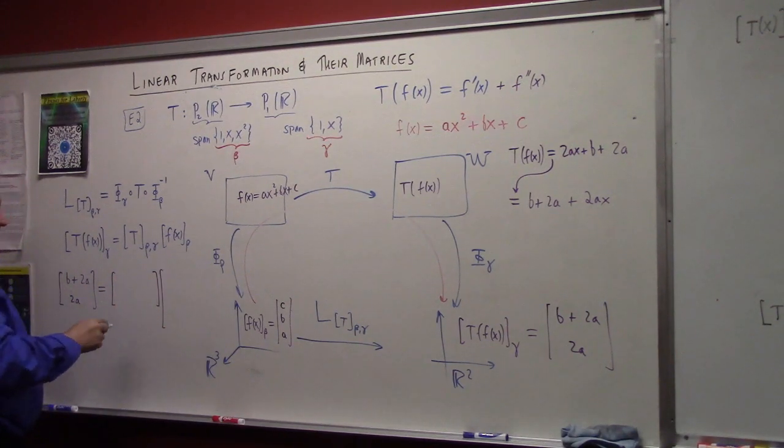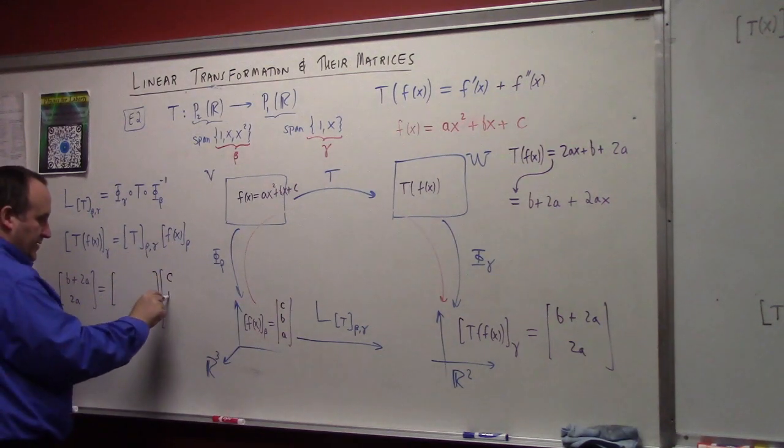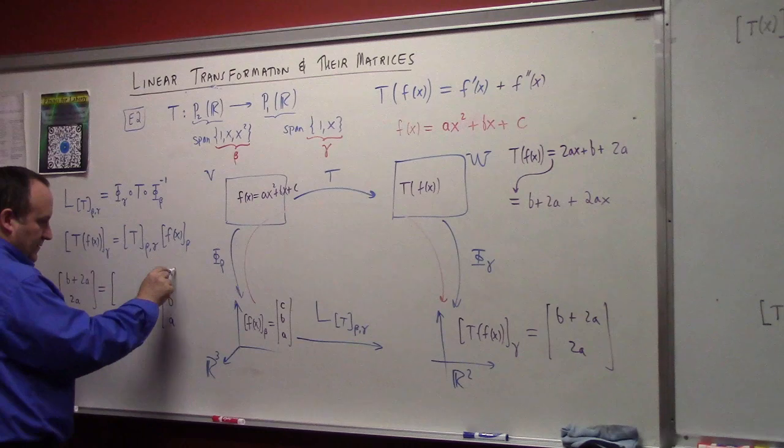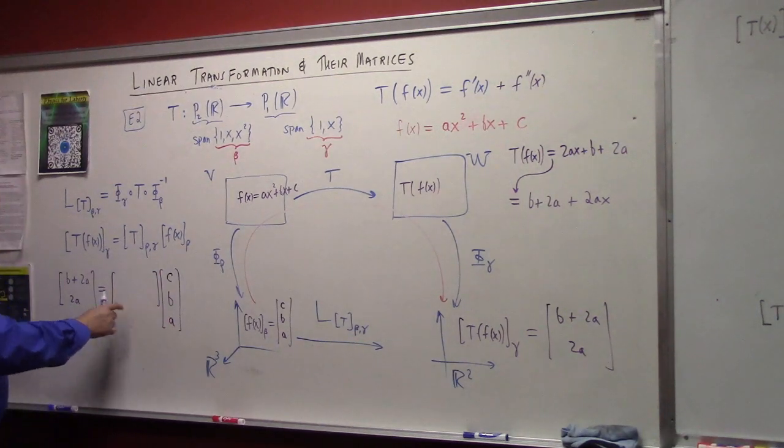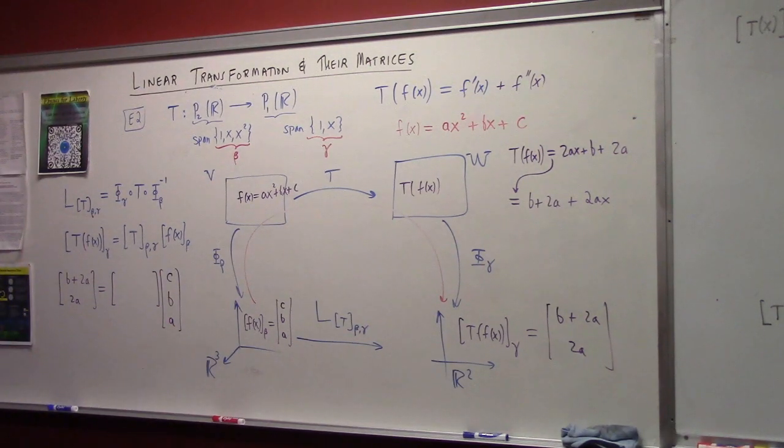And what are we feeding into it? Well, C, B, A. So whatever we put there is, by definition, not the standard matrix, but the matrix of this linear transformation with respect to this pair of bases.